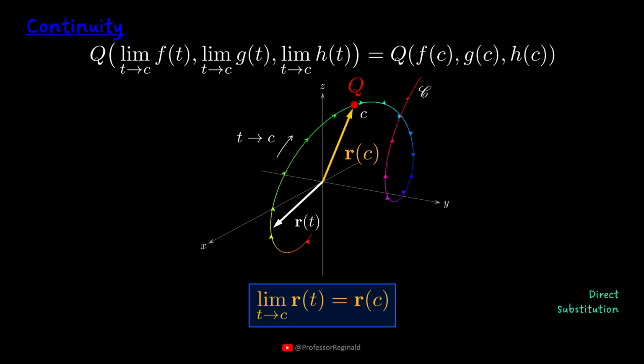Meanwhile, a vector-valued function is continuous on an open interval (a, b) if, for every c in the open interval (a, b), the limit of a vector-valued function, as t approaches c, is equal to the vector at t equals c. Note that this definition of continuity of a vector-valued function is similar to the definition of continuity of a real-valued function discussed in Calculus 1. Nevertheless, the continuity of a vector-valued function is an extension of continuity of a real-valued function to 3D space.